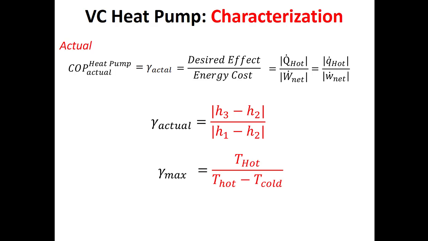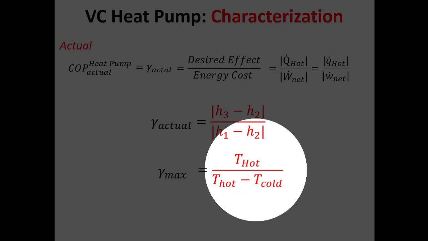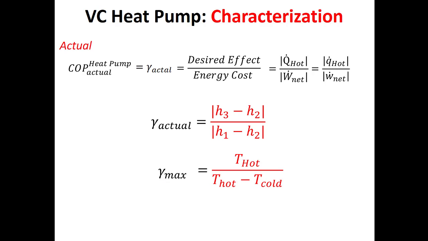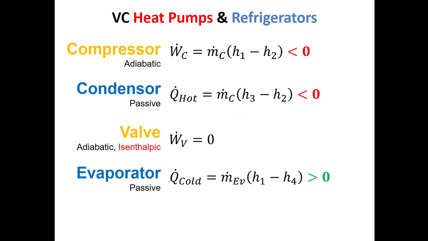We can compare this to the Carnot coefficient of performance. In this case, we put T hot on the top because in this heat pump, it's the heat transfer on the hot side. That's the energy benefit. And then we divide by T hot minus T cold. Again, you want to make sure you're using Kelvin or Rankine there. Right? So basically, for heat pumps and refrigerators, they're the same cycle. You just got to know which heat transfer is the energy benefit.